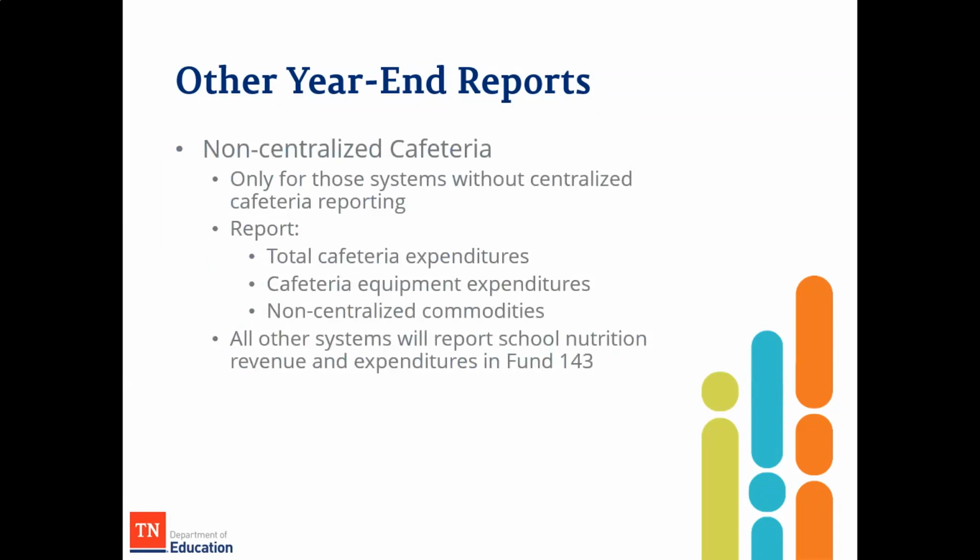If you're a centralized cafeteria, then you will report school nutrition revenue and expenditures in 143, like the commodities that we spoke about previously. So this is only for non-centralized cafeteria, and it should not apply to many districts, this particular year-end report.